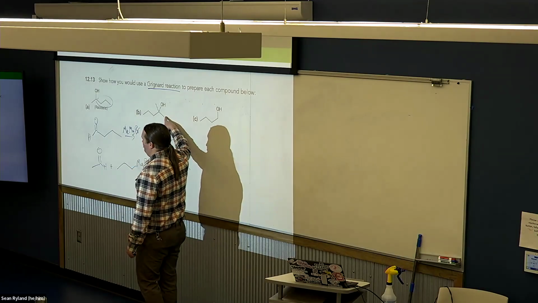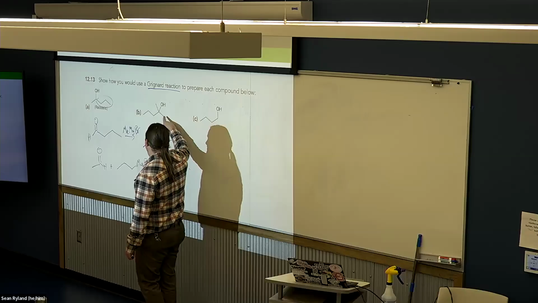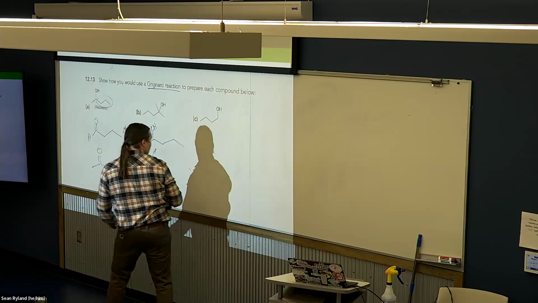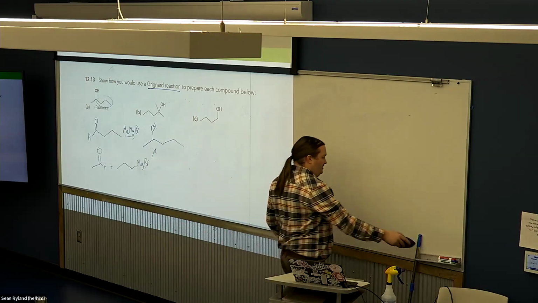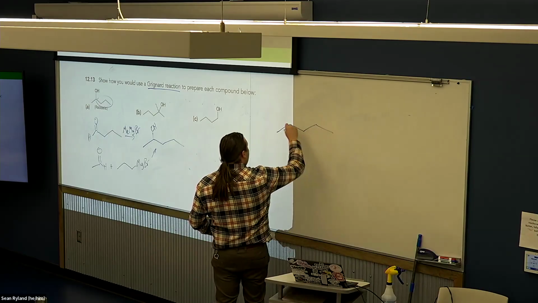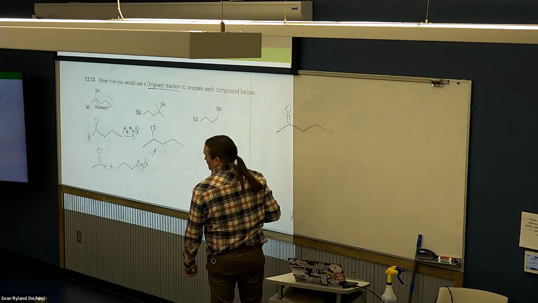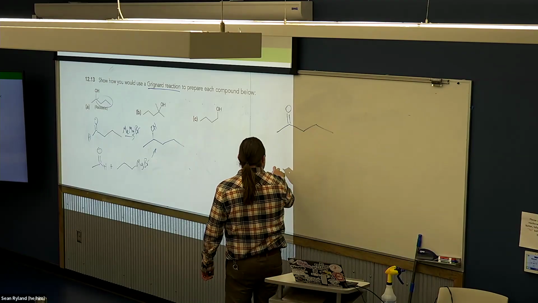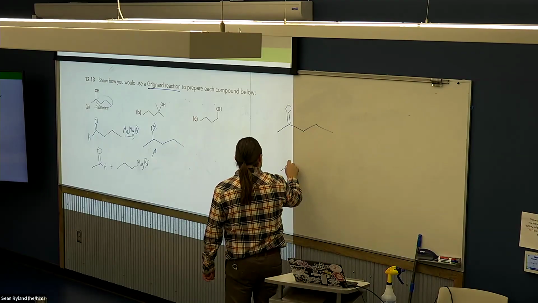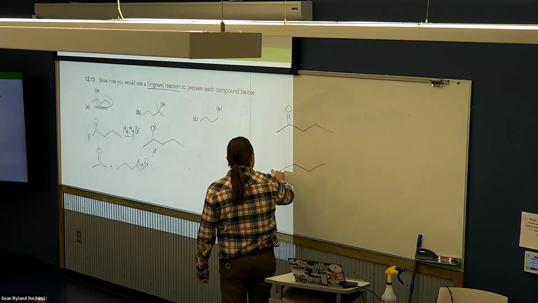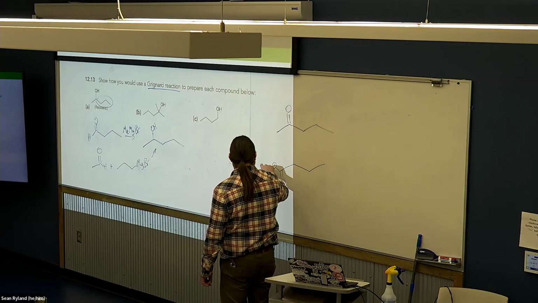So B looks really similar to A. Except we added 2 methyl groups. We could either start from your first guess, Riley. You could either start here and do plus methyl magnesium bromide.